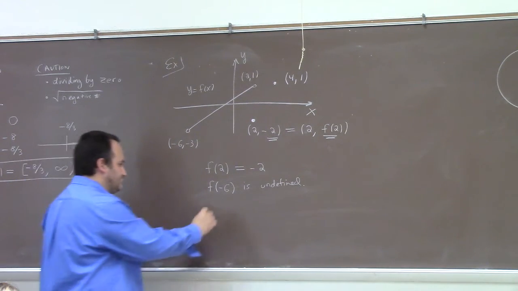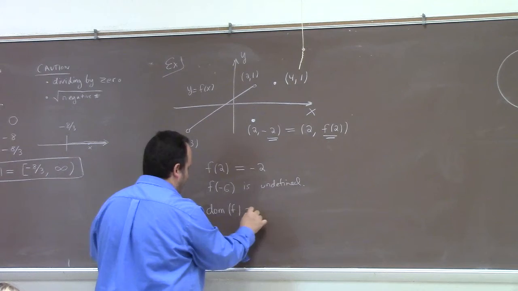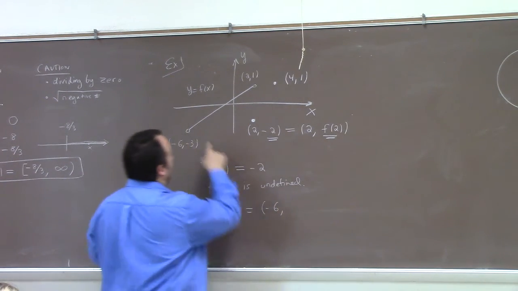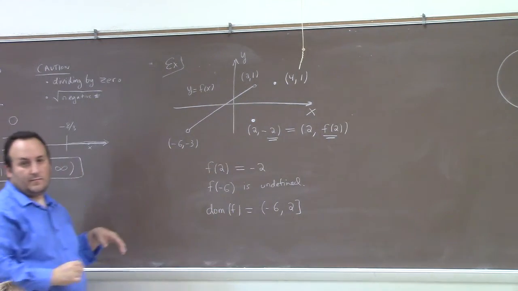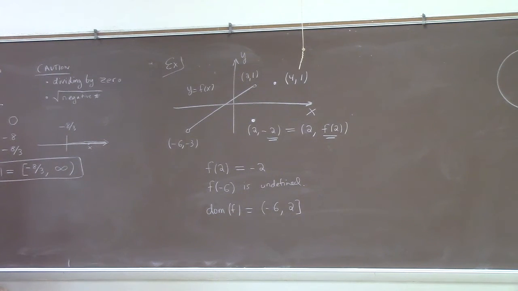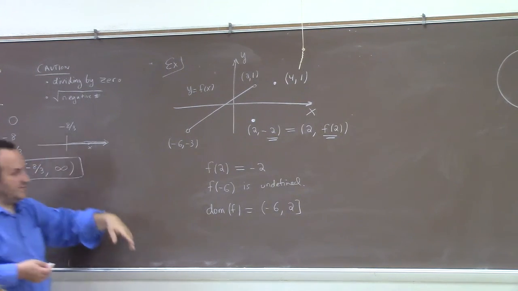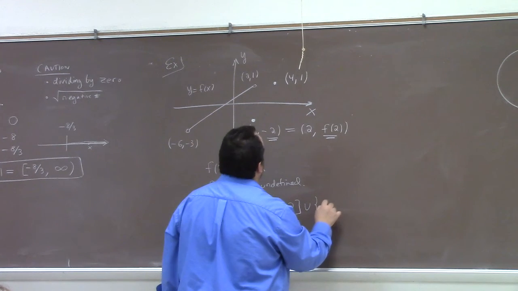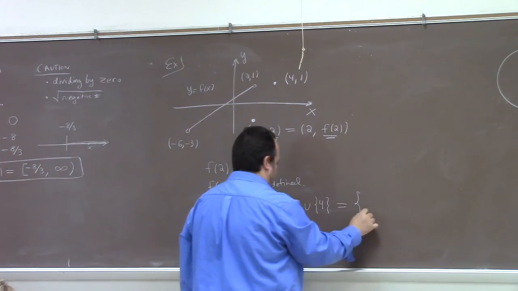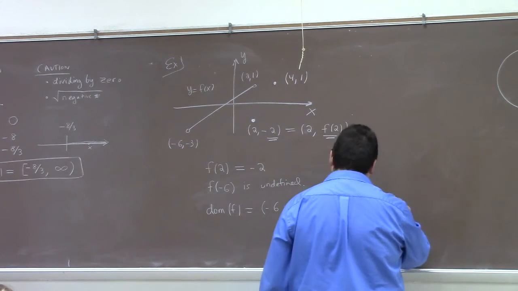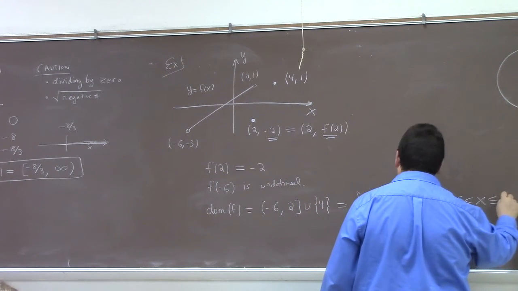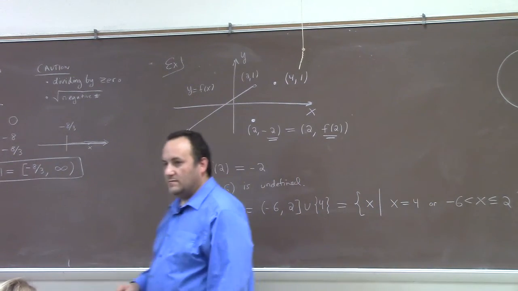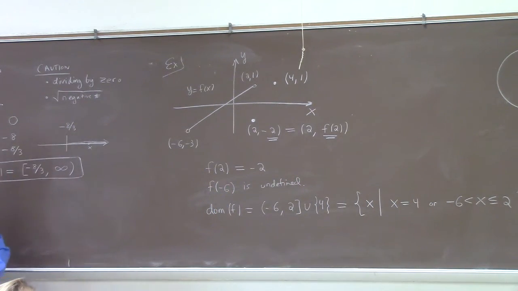So what's the domain? So we go -6, inputs all the way over to 2 included. And then there's one more point, right? I threw in (4, 1) on the graph, right? So it's very strange, but I've unioned this with the set just containing the number 4. If I wrote this in the other notation, we could say x such that x is equal to 4, or -6 is less than x is less than or equal to 2, if you wanted to describe that domain using the set builder notation, you could do that.